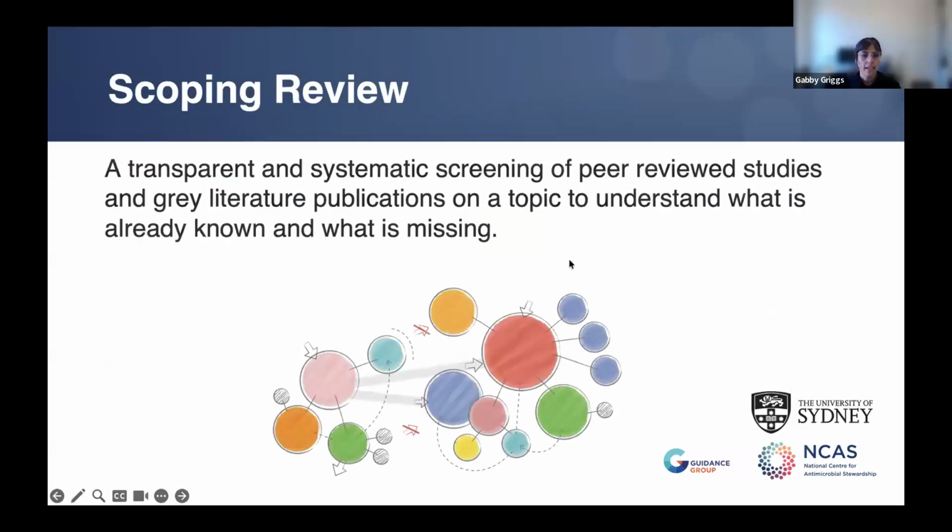To understand what's already out there, we conducted a scoping review. This method is used to map existing evidence, helping us understand what's been studied and where the gaps are. It gives a broad overview of the current landscape of digital antimicrobial stewardship in aged care. So this made it an ideal method for exploring the current landscape of digital AMS interventions in residential aged care homes.